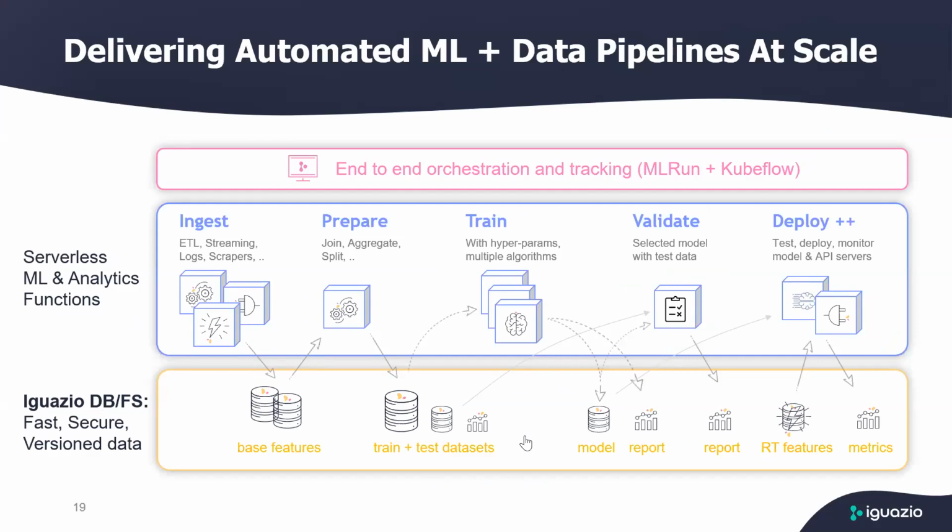Okay. So that's part of the solution, and all the components that we're going to see are open source. Essentially, it's using 3 different open source projects in combination. Nucleo, which is more of a real-time serverless engine. MLRun, which is end-to-end pipeline orchestration, also open source. And Kubeflow, which is a very popular open source tool for orchestrating machine learning pipelines.